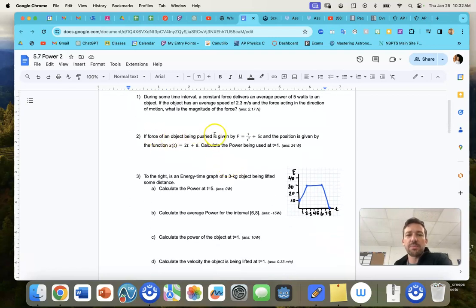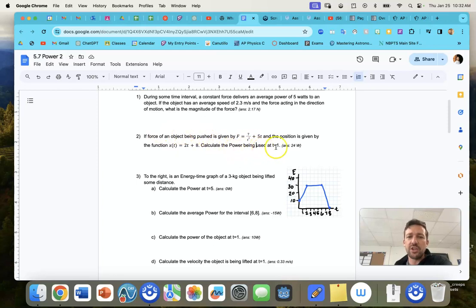If the force of an object being pushed is given by this, and the position is given by this, calculate the power being used at 1. Okay, so you have force and you have position. Well, that makes it a little weirder, but from a position formula, you should be able to get velocity, right? And if you don't remember how to do that, just look up on the board. It's the PVA. It's the very first poster up there.